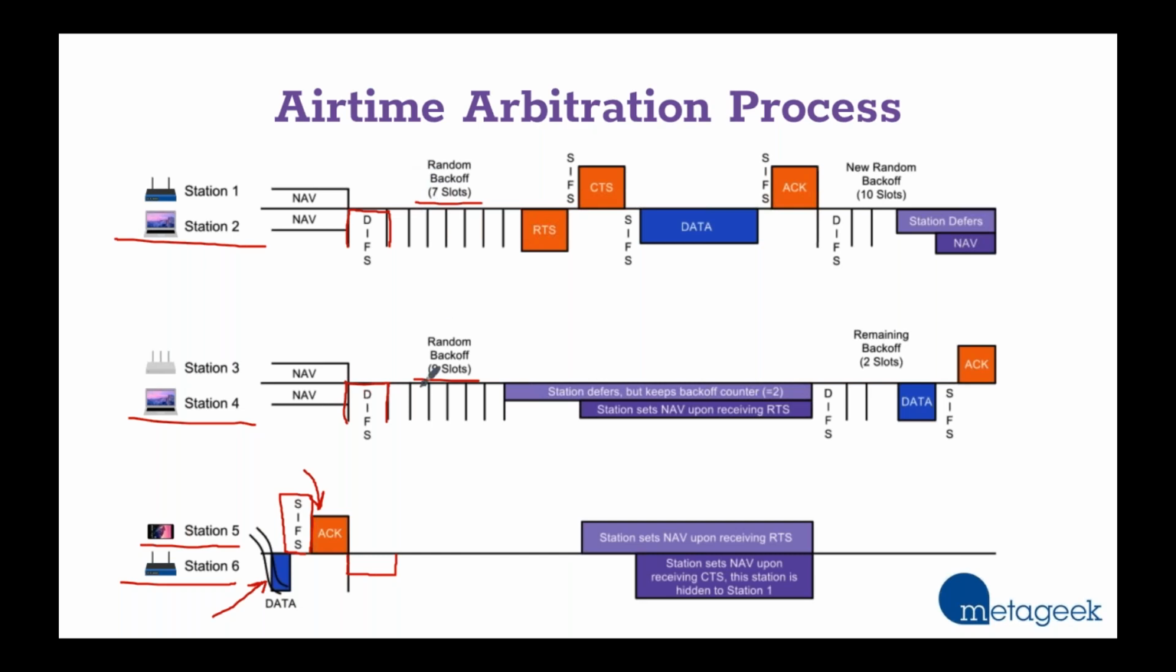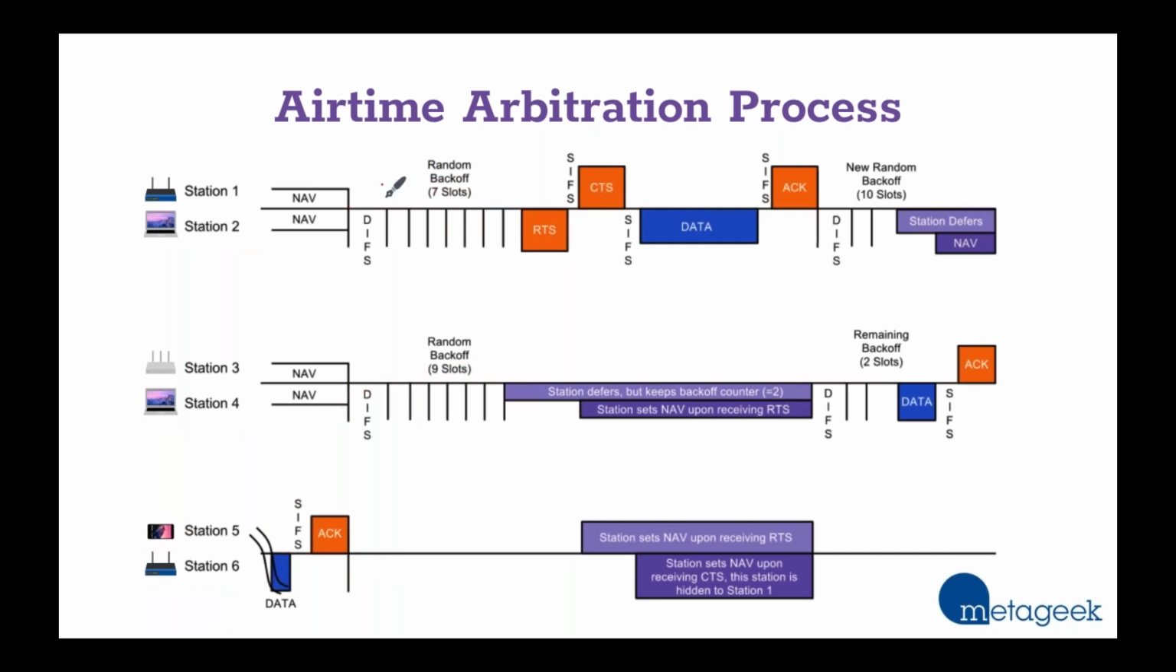If station 4 counts off 9 back-off slots, and nothing starts talking, it's going to start talking. It's going to say, hey, I counted to 9, nothing started to talk, so it's my turn to talk. Station 2, on the other hand, is going to count to 7, and if nothing starts talking before it's done counting to 7, then it'll say, hey, nothing started talking, so I can go ahead and use this opportunity to talk.